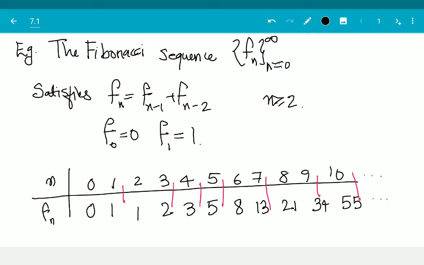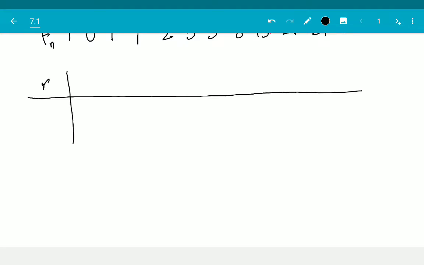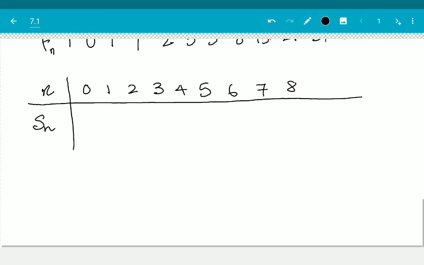Let us look at the partial sums of the Fibonacci sequence. And the partial sums we get are, for n, Sn, which I'll just denote by Sn, 0, 1, 2, 3, 4, 5, 6, 7. Let me do it just till 8.